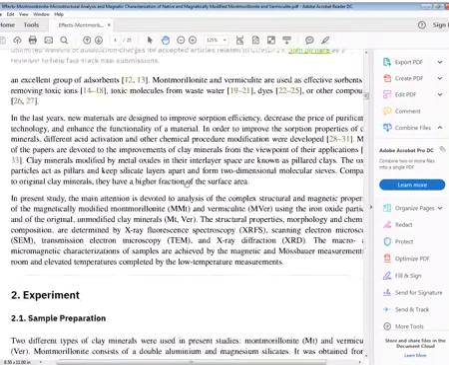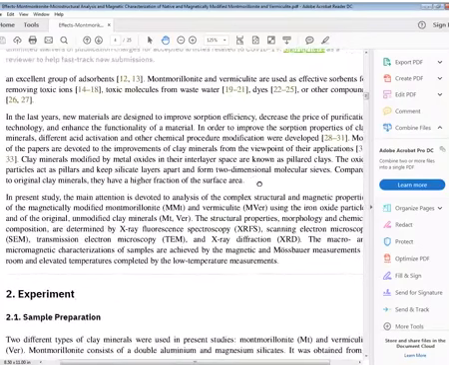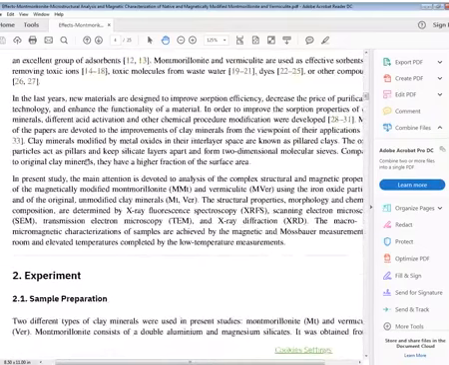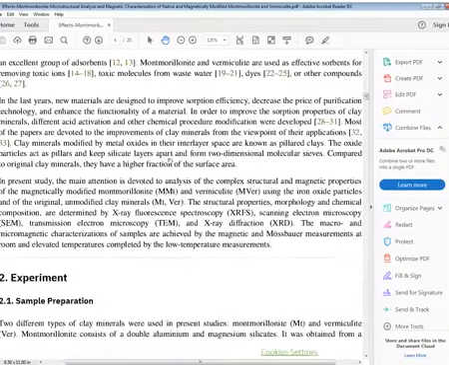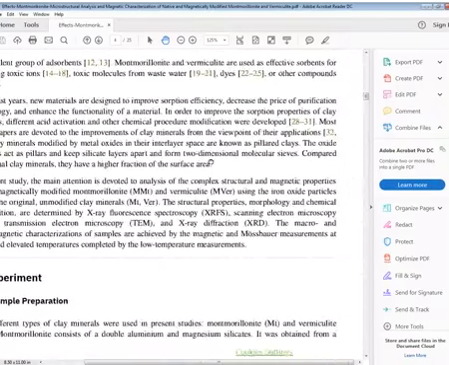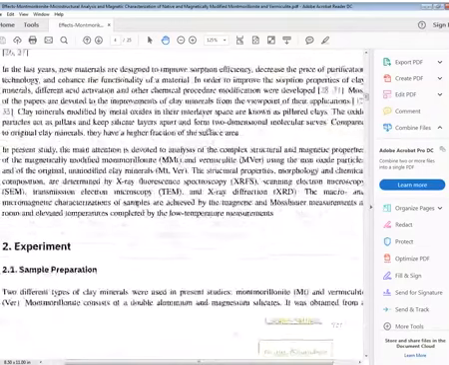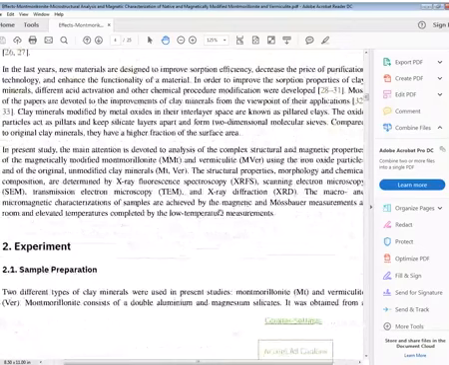Clay minerals modified by metal oxides in their interlayer species are known as pillared clays. Oxide particles act as pillars and keep the silicate layers apart and form two-dimensional molecular cells. Compared to the original clay minerals, they have a higher surface area.